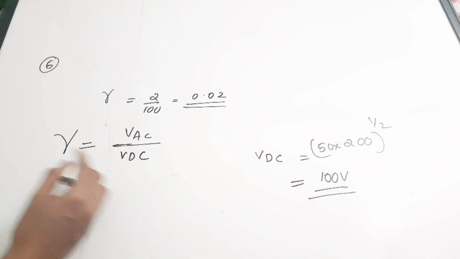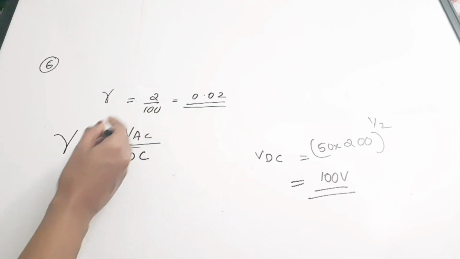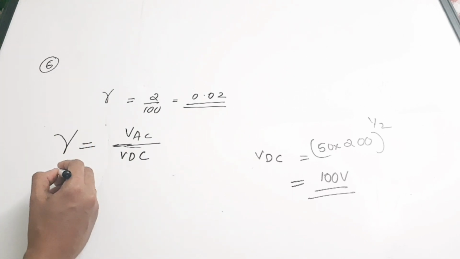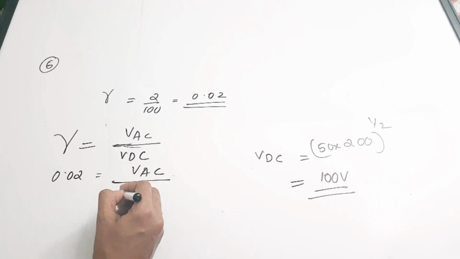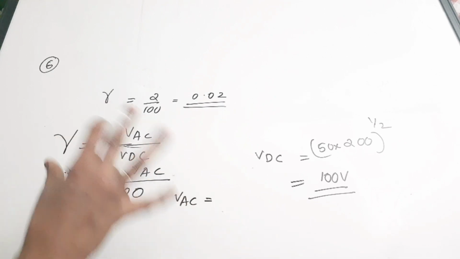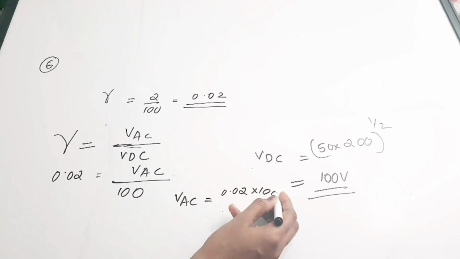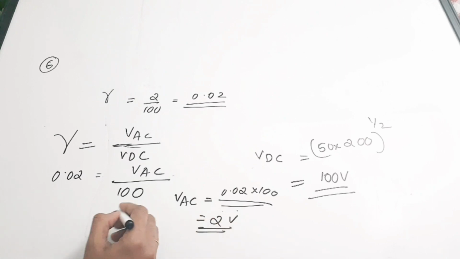Here you know gamma, and also you know what is the value of DC voltage, and hence you can find what is the value of AC voltage present. So 0.02 is equal to VAC by 100, or you will get VAC, that is the AC voltage, as 0.02 into 100. That is 2 volt. Correct answer is option A. 2 volt is the correct answer for the 6th question.